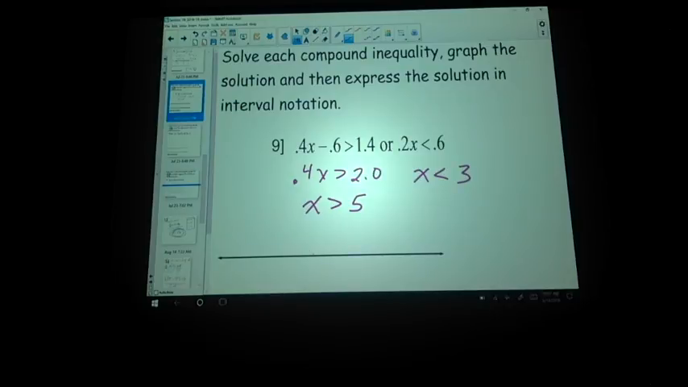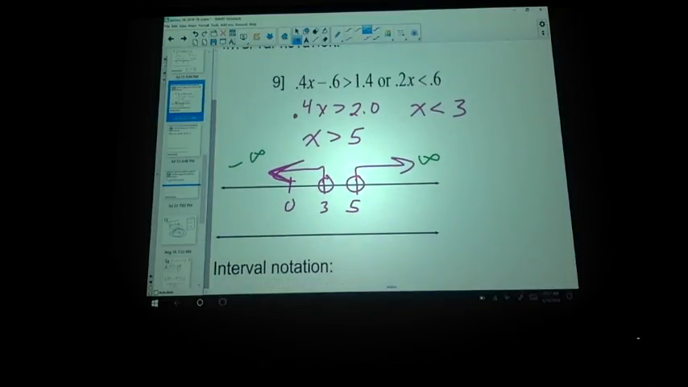So I have 3 here. I do have 0 down there. And I have 5 here. I have an open dot here. Look where that's going. I have an open dot here. And look where that's going. So I have one part of the region that goes to negative infinity, one part that goes to positive infinity. So we're going to have for our interval notation 2 sets of signs. Still with me on that?